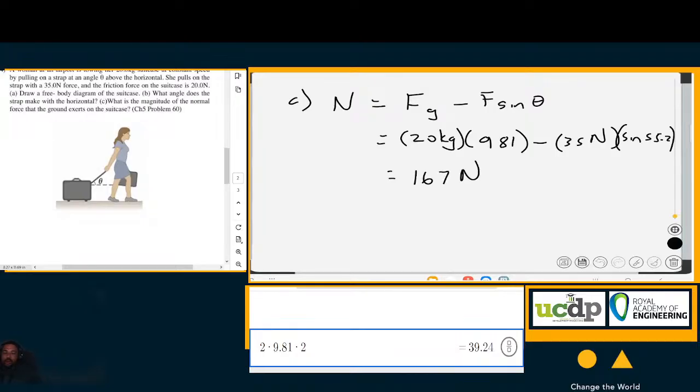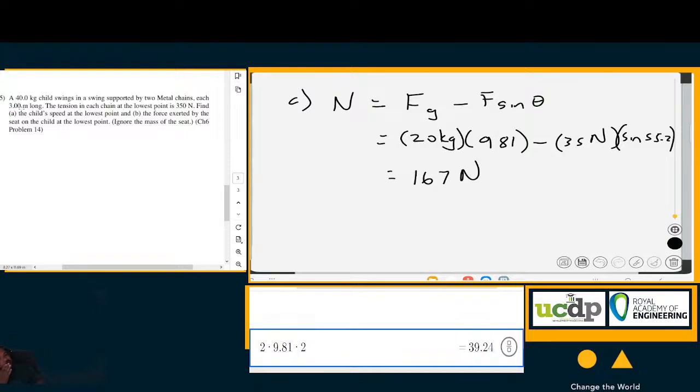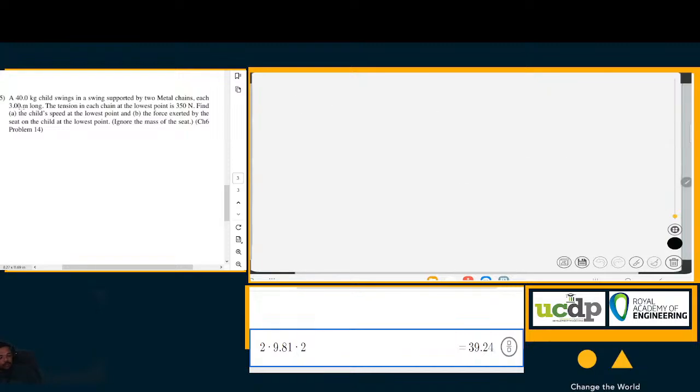Our last question for laws of motion is question 5. A 40-kilogram child swings in a swing supported by two metal chains. Each is 3 meters long. The tension in each chain at the lowest point is 350 newtons. Find A, the child's speed at the lowest point, and B, the force exerted by the seat on the child at the lowest point. And importantly, ignore the mass of the seat.